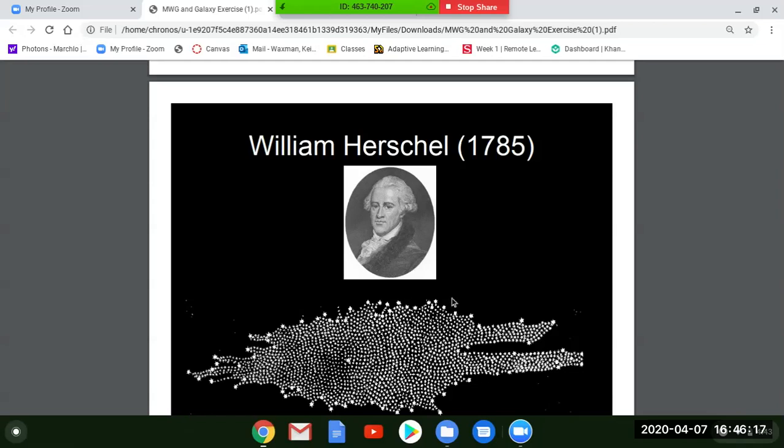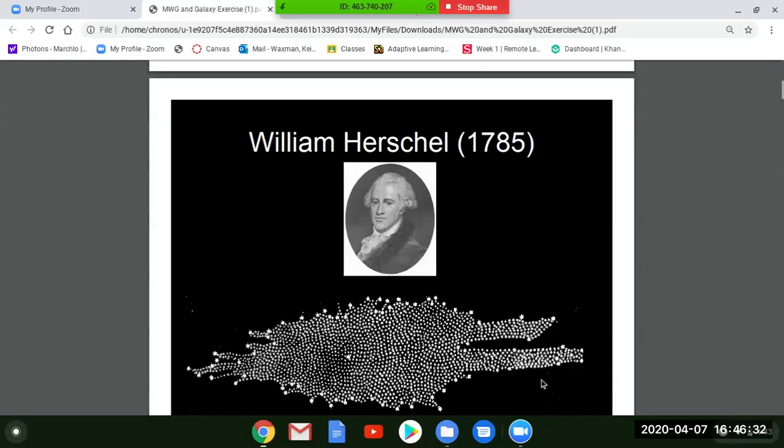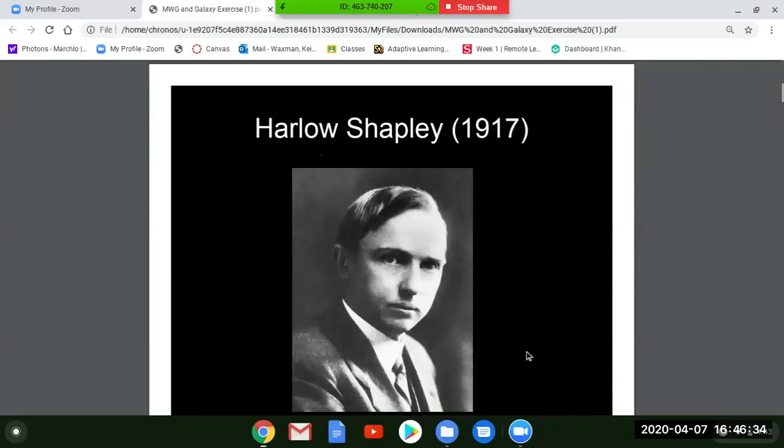Actually, Herschel's also the one who discovered the planet Uranus too. So Herschel, pretty good astronomer. Even his sister Caroline Herschel was a great astronomer too, and they were both. Well, at least William was a musician too. That's William Herschel. Now Shapley, not Shapley, but Harlow Shapley.